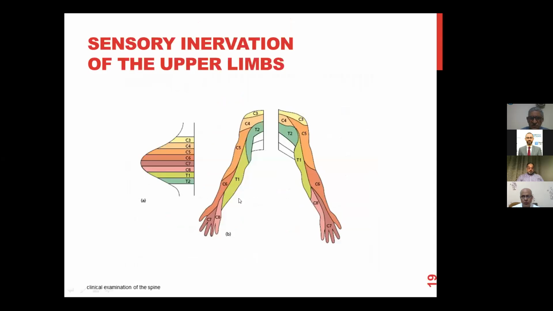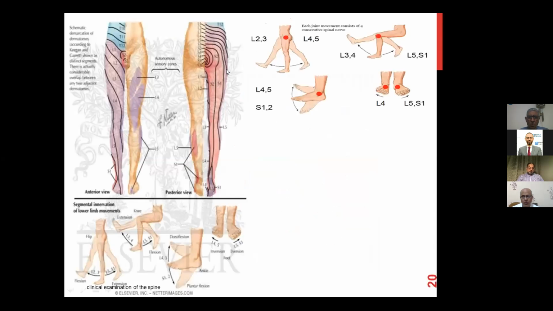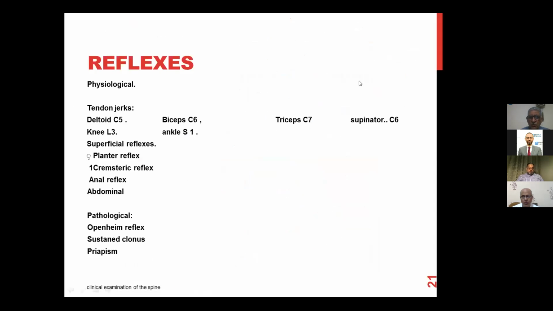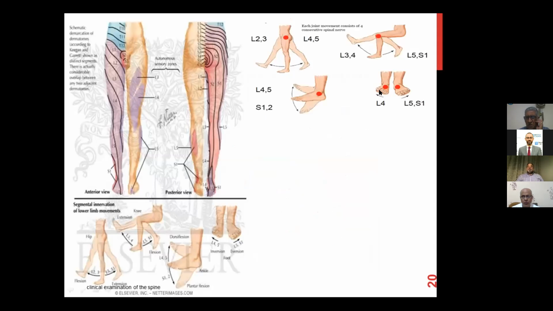This is the sensory dermatomal distribution. This is for the lower limb. For the hip joint, L2-3 flexion, extension L4-5. Knee joint, L3-4 extension, L5-S1 flexion. Ankle dorsiflexion L4-5, plantar flexion L5-S1. S1, S2. Inversion L4, eversion S1.